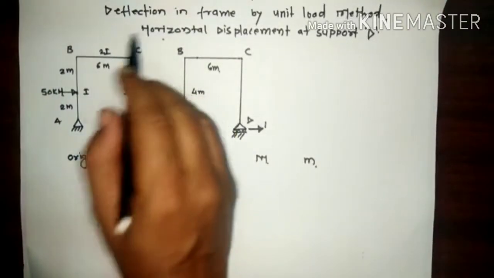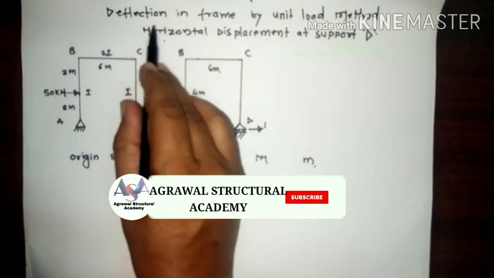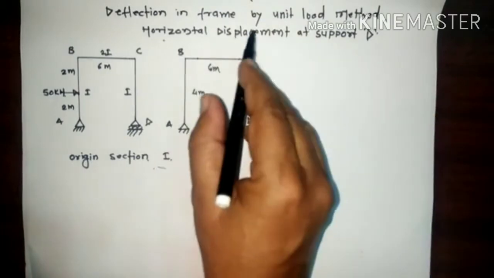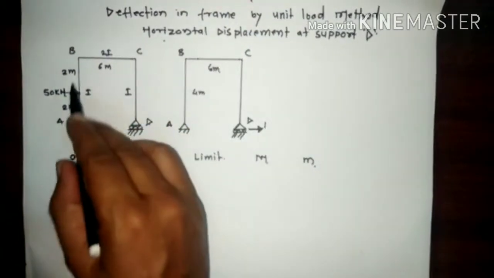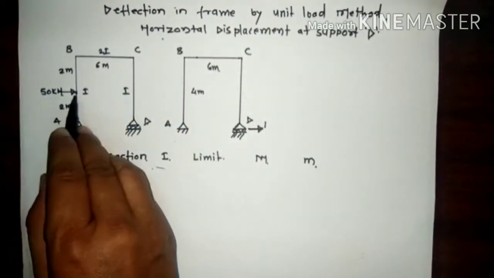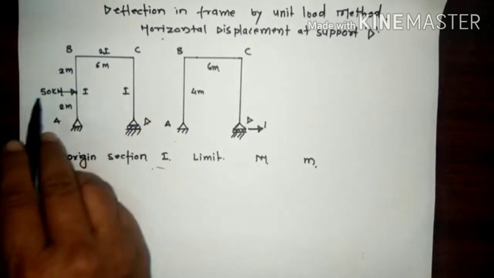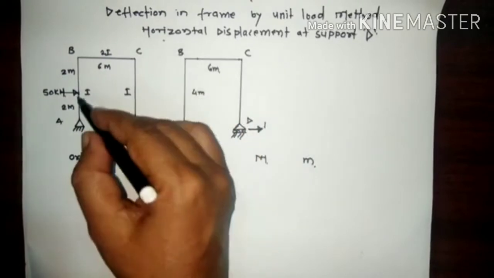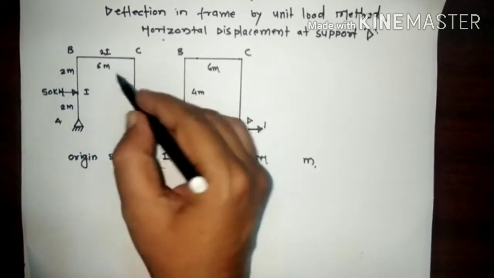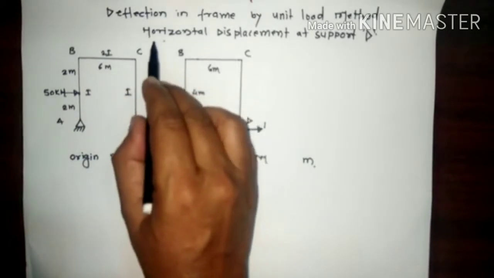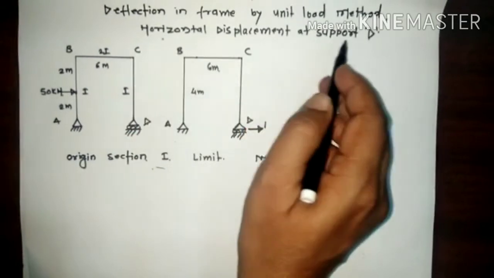Hello dear students, today we will learn the deflection in frame by unit load method. Now for that we have taken this example. This frame is subjected to a load of 50 kN, and this distance is 2 meters and this horizontal is 6 meters. These columns have moment of inertia I and this beam is 2I. Our aim is to find the horizontal displacement at the support D.